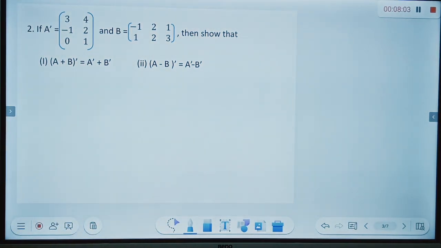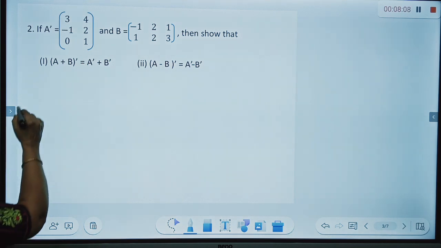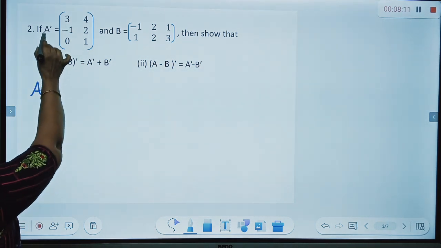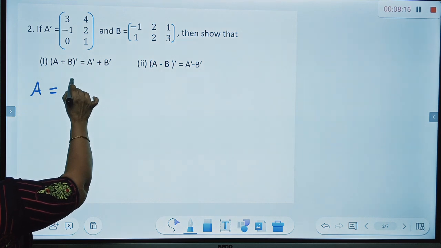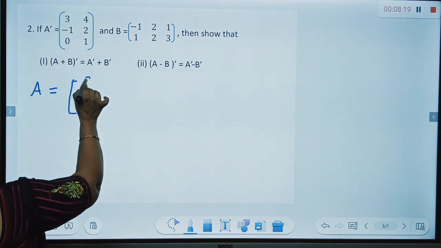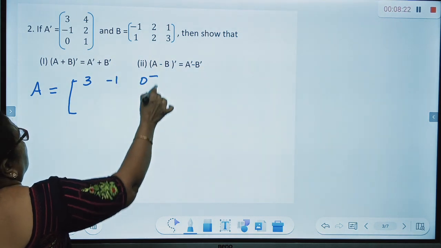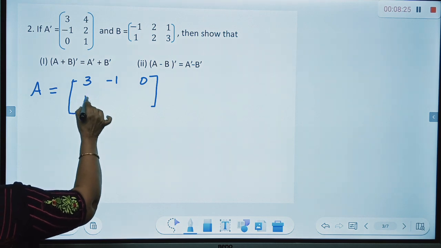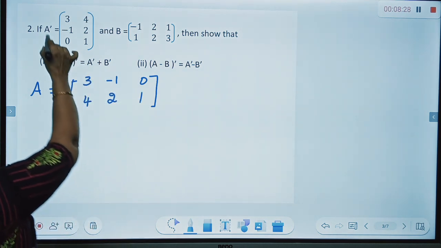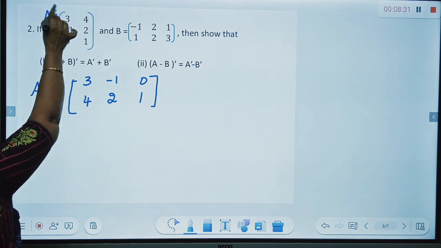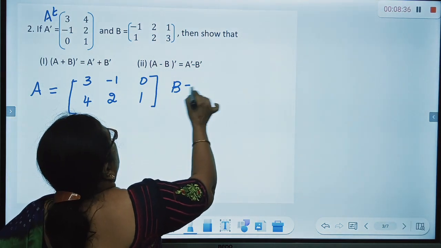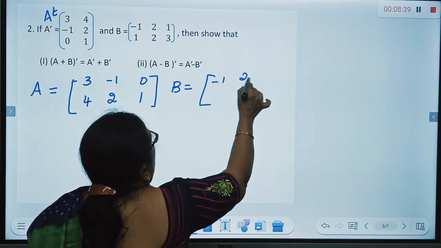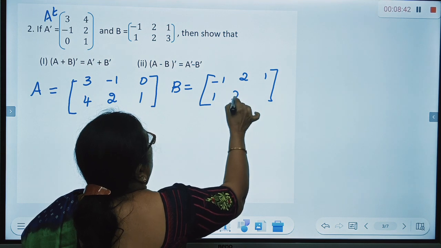We are also going to verify some more properties, whether (A + B) transpose equals A transpose plus B transpose. Now, A transpose is given. So, what will be A? A will be 3, -1, 0, 4, 2, 1. So, what is given is A transpose, and from that I am defining A. What is B? B will be -1, 2, 1, 1, 2, 3.